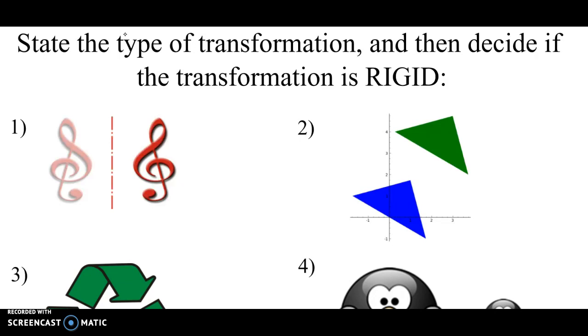Yes. Number 2 is a slide, a translation. Is it rigid? Yes. That means that if it's rigid, the pre-image is congruent to the image.